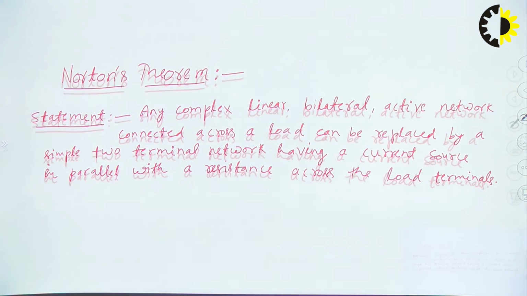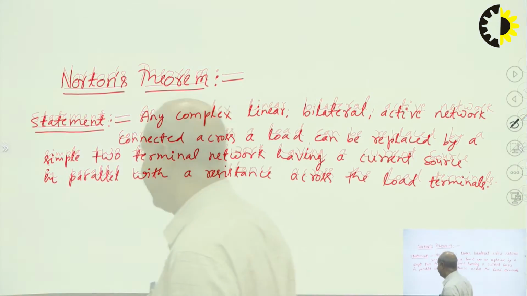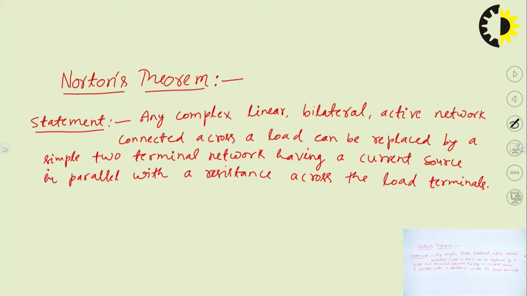Here on the board I have written the statement of Norton's theorem. Its statement is: any complex linear bilateral active network connected across a load can be replaced by a simple two terminal network consisting of a current source in parallel with a resistance across the load terminal. So this is the statement.